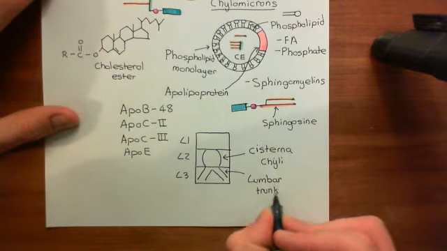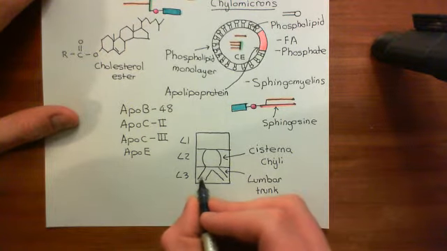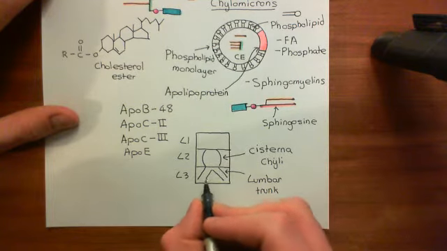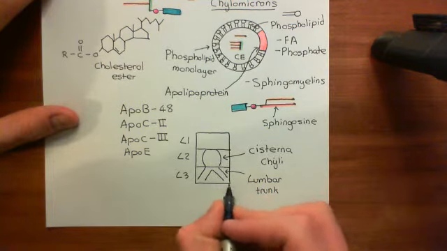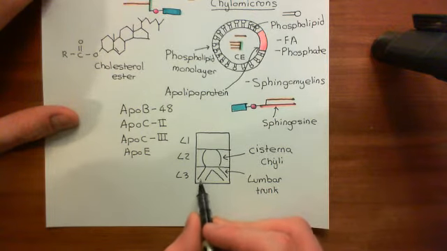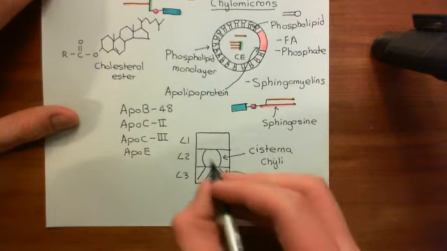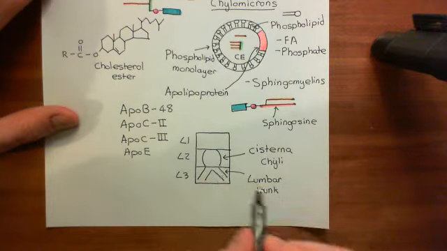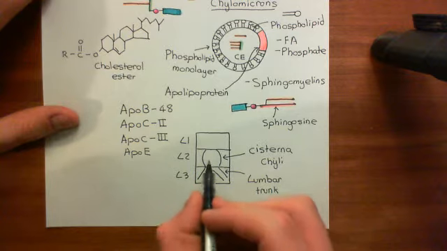So you have a left lumbar trunk here and a right lumbar trunk here. Of course, we're talking about patient's left and patient's right. The left lumbar trunk will drain the left lower limb, and the right lumbar trunk will drain the right lower limb. Now, all of the lymph that comes from the intestines drains into this cisterna chyli here.